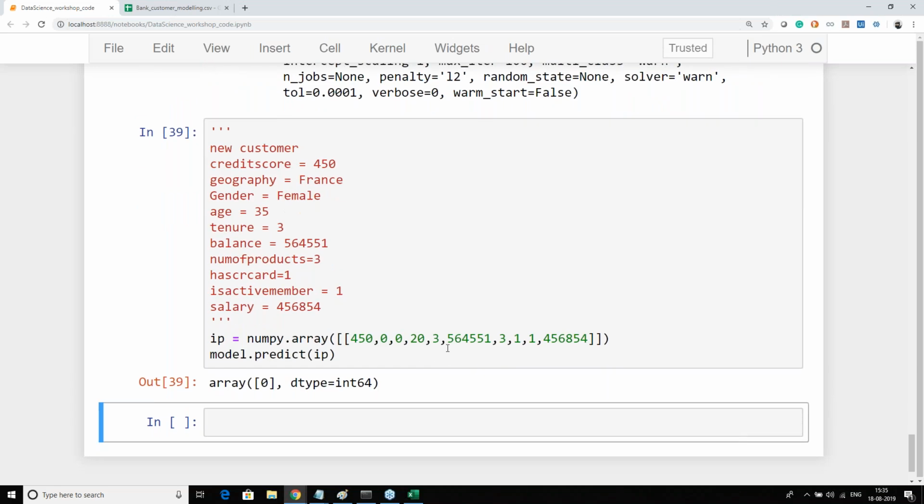There's a lot of other stuff as well. We can do validation and evaluation of the model, to see whether it is good or not.